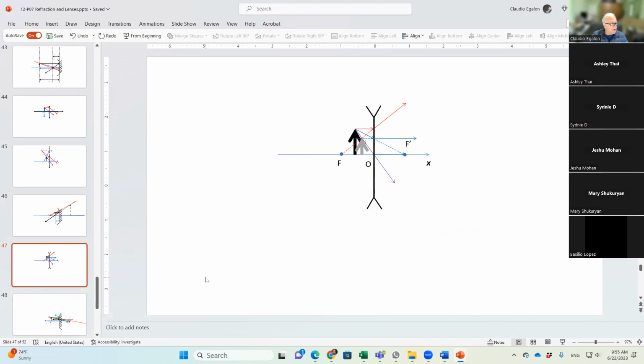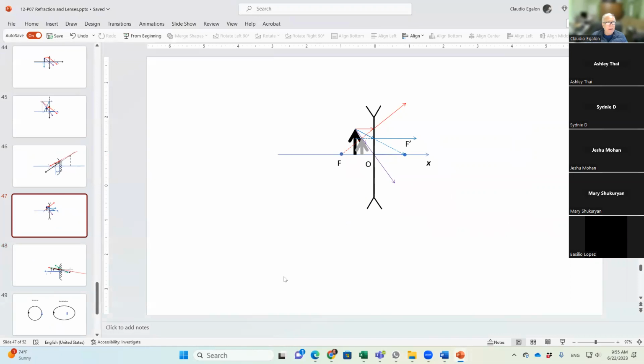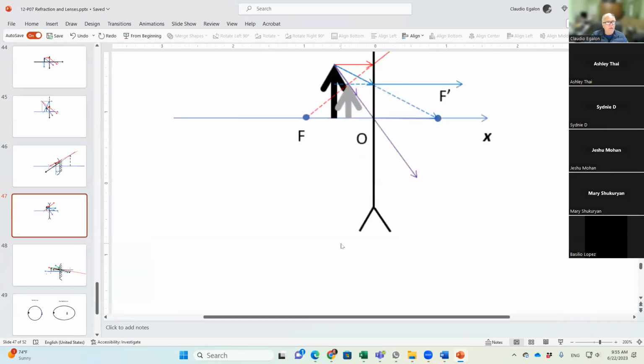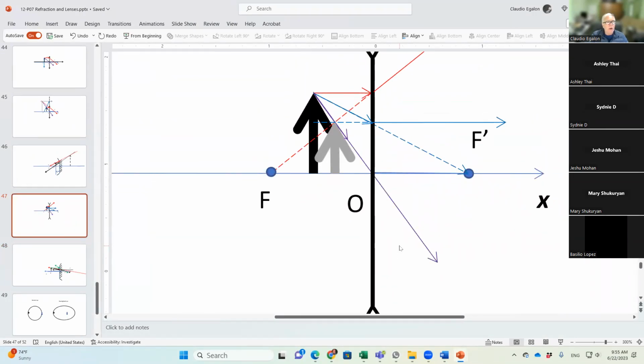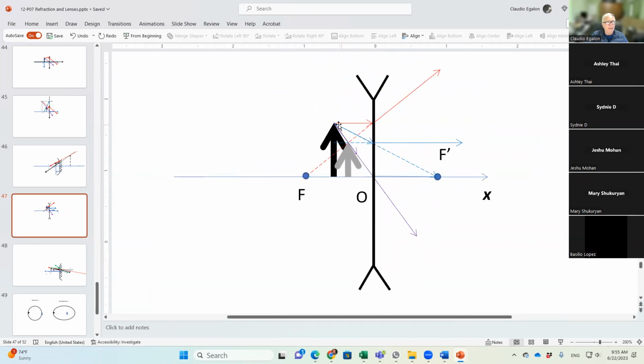So just like before, we go ahead and draw our light rays. Light ray parallel, draw the lens, focal point F prime. In this case, the main focal point is going to be in front of the lens because the lens is negative. Okay, so those are diverging lenses.